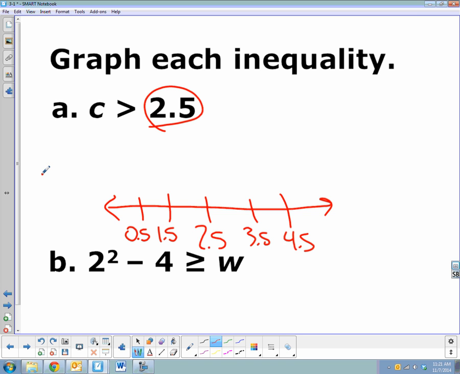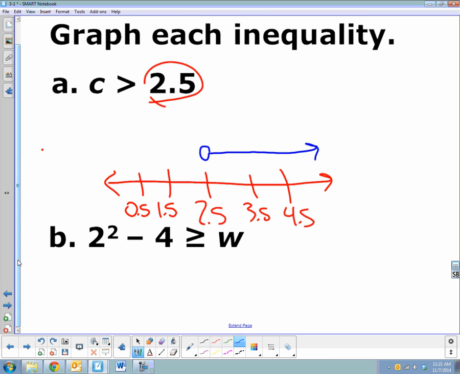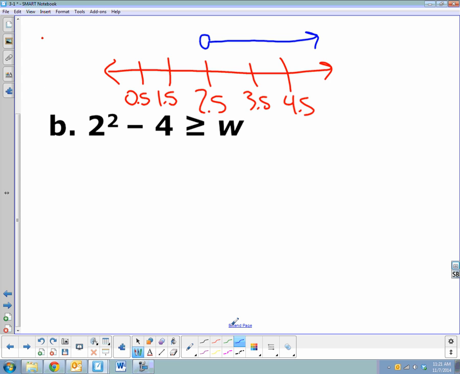So now if I'm graphing it, C is greater than 2.5. Well, 3.5 is greater than 2.5. So I know that any number over here is going to work. Any of those numbers, 3.5, 4.5, 5.5, they will all be greater than 2.5. And since there's no equal sign underneath it, since 2.5 is not a solution, I have an open circle. 2.6 works, but not 2.5. Okay, try this next one on your own now that I've talked about how to create the graph.